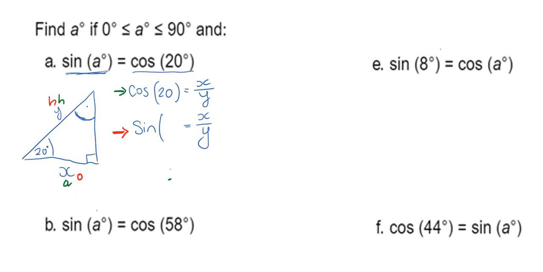All the angles in the triangle add up to 180. Okay, so that one is going to be 70 degrees. And therefore, A is 70 degrees.